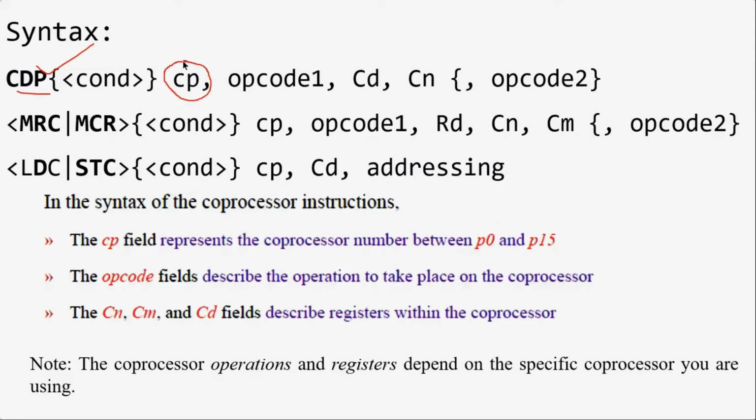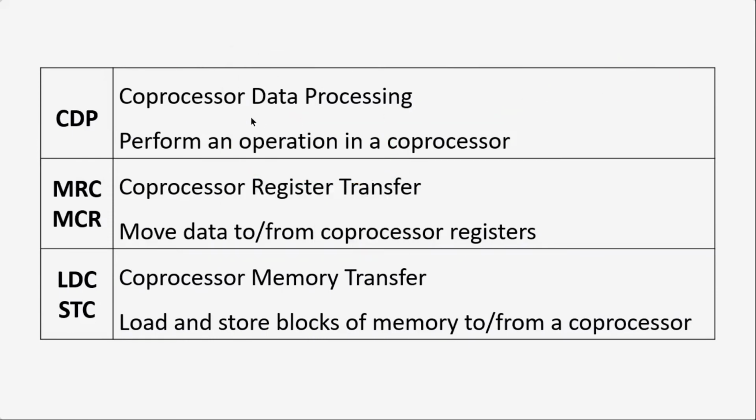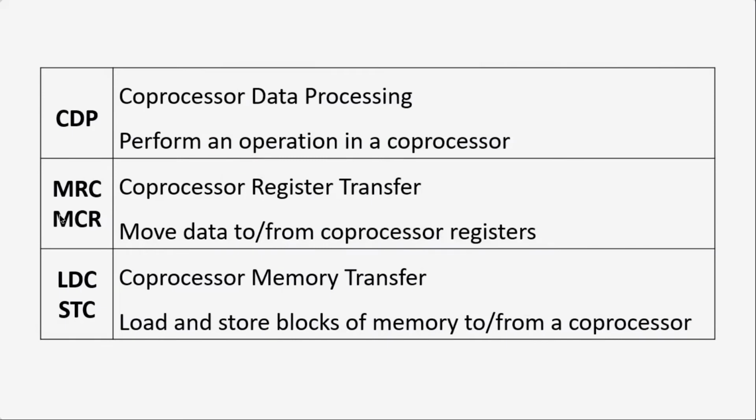I will inform which processor has to do that operation and what data processing operation has to be done. Okay, so this is how the main processor informs a particular coprocessor to perform a particular data processing operation inside the coprocessor. Very important. Next instruction, 2 instructions. Okay, this is only direction changes.